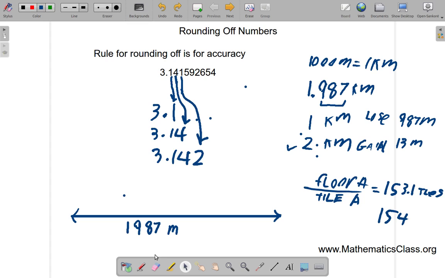All right, so later on we'll look at rounding off to a certain number of decimal places, and after that, writing a number to a certain number of significant figures. All right, so I'll see you then.